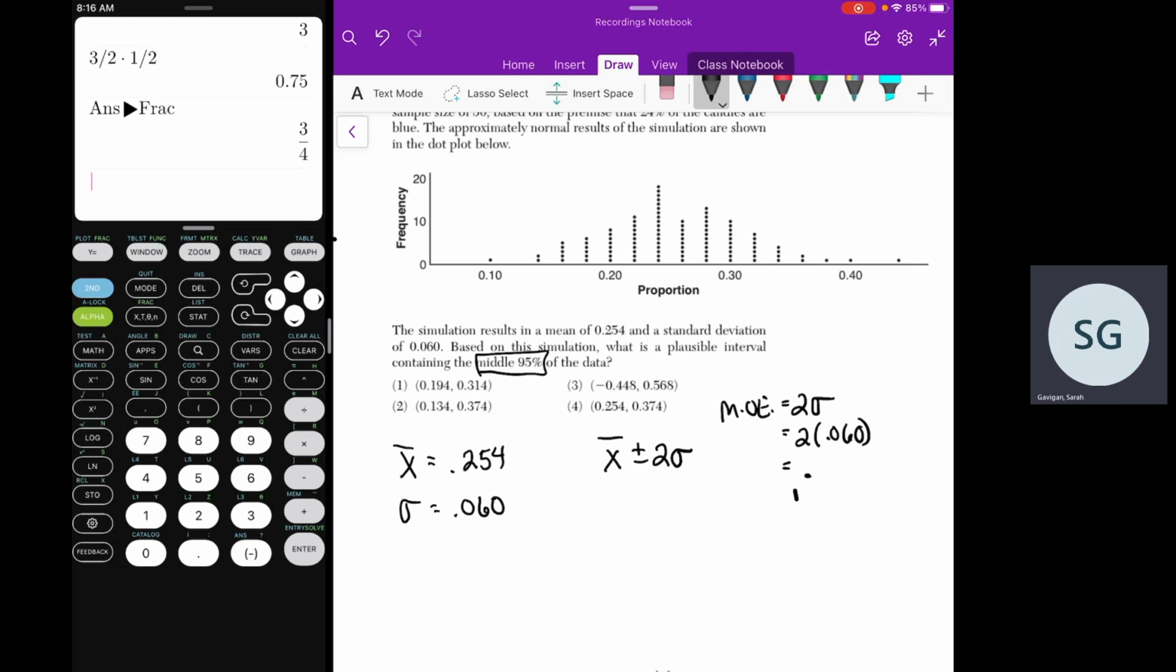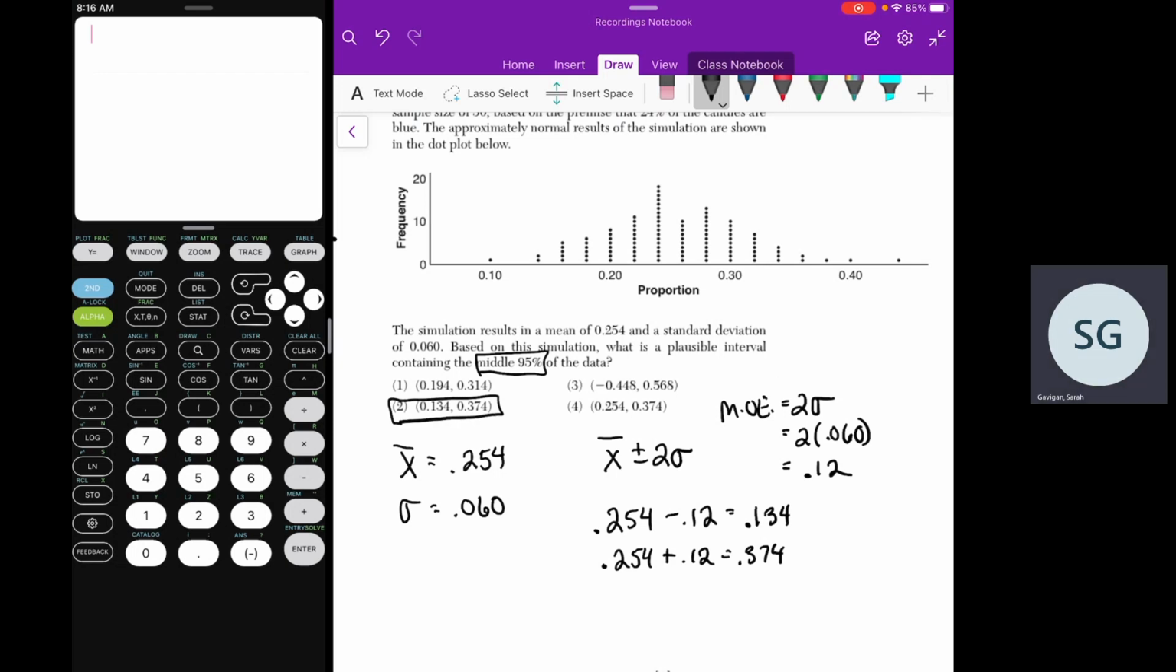we get 0.12. So what we're going to do is add and subtract that on and off of the mean. So 0.254 minus 0.12, type that into your calculator, and we will get 0.134. 0.254 plus 0.12, and in that case we get 0.374. So we just look for those numbers, and that is choice 2.